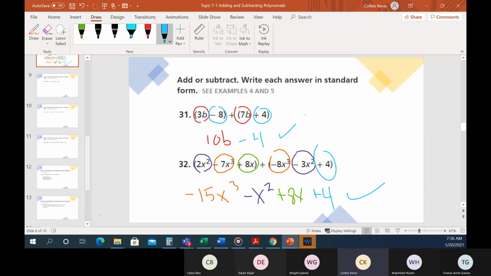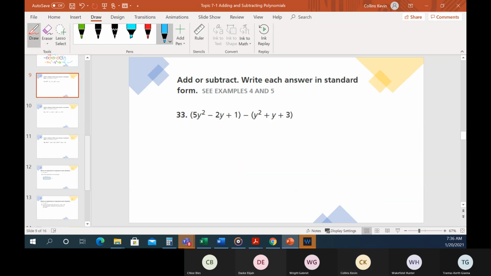All right, let's keep it going. All right, so this one says add or subtract. In this case, we're subtracting. So there's different ways to go about this. For me, I find the way that I make the least number of mistakes is to switch all the signs. I'm going to make him positive. He's going to be a minus y squared. He's going to be a minus y, and he's going to be a minus 3. Then we start putting terms together.